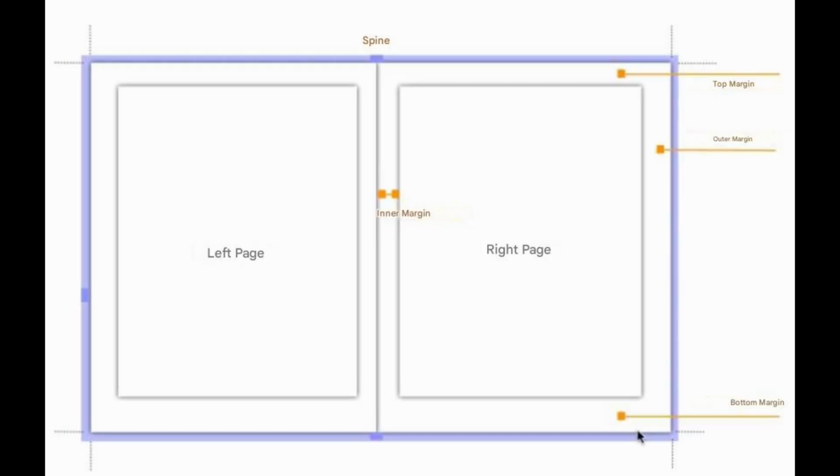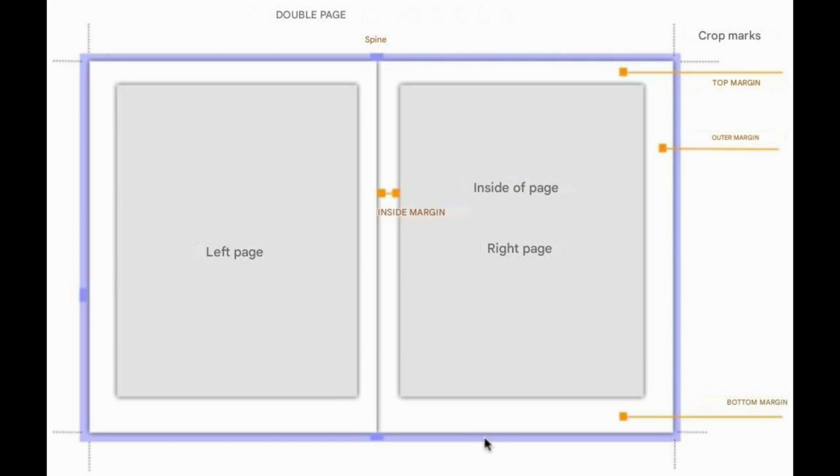Let's distinguish the different elements that form a publication. We have the left page and the right page. Together, they form a spread. In this spread, the spine is the central element that separates the two pages. So far, so simple. Now, let's look at the layout process.